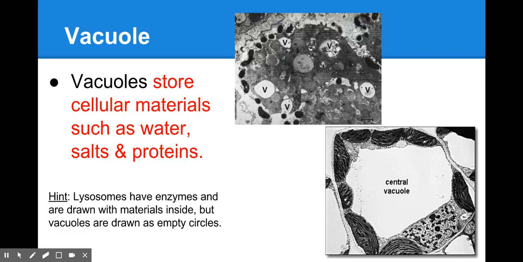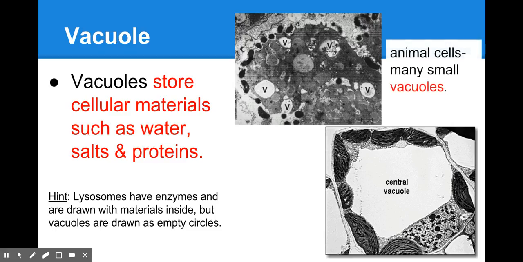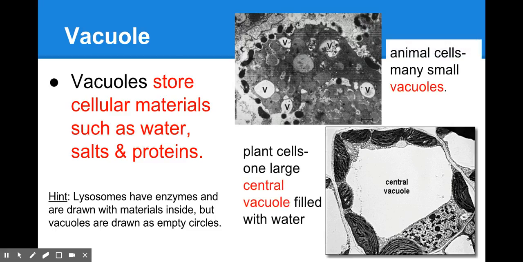The next one we have are vacuoles. So vacuoles are the closets of the cell. They're going to store cellular materials such as water, salts, proteins. We find that a big difference between them is that animal cells are going to have many small vacuoles, and your plant cells are going to have one large central vacuole that they fill with water.